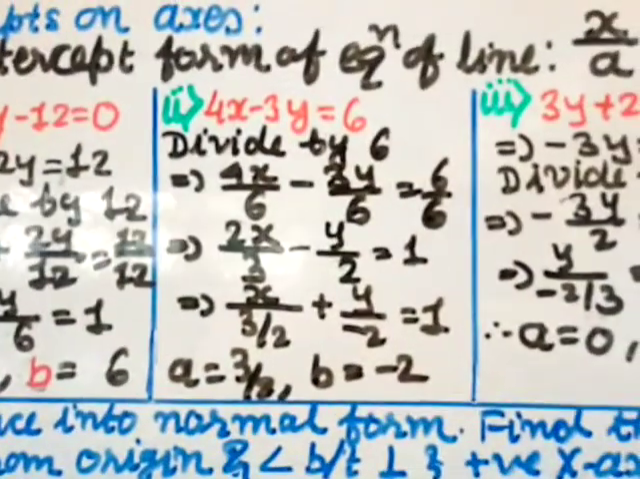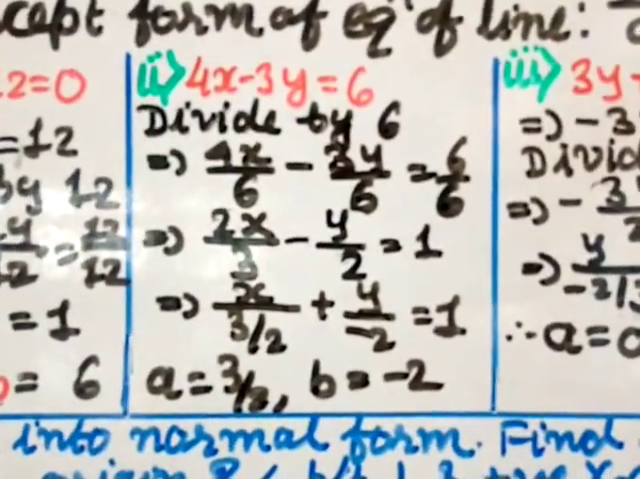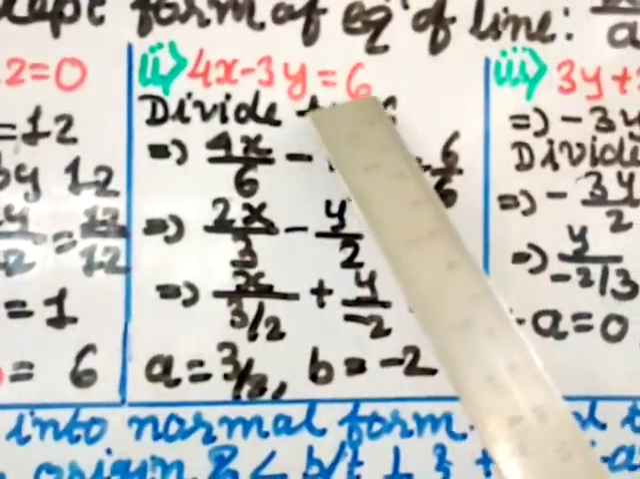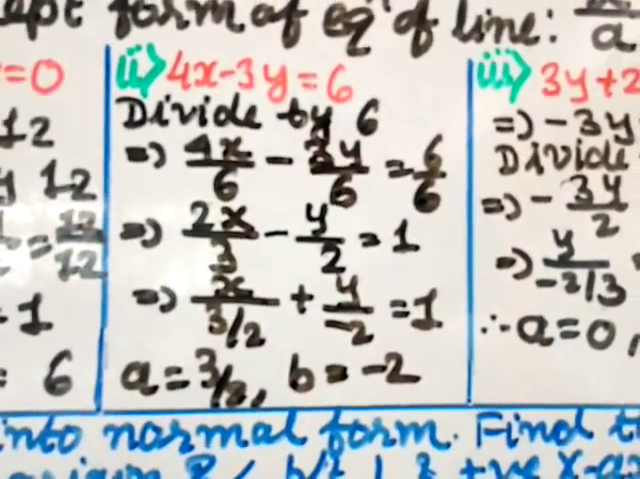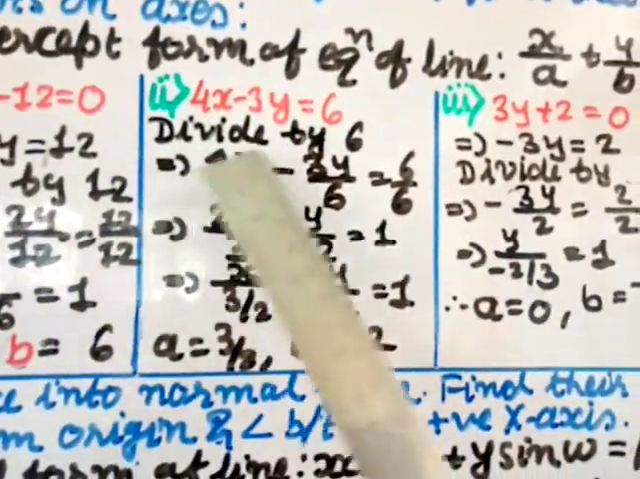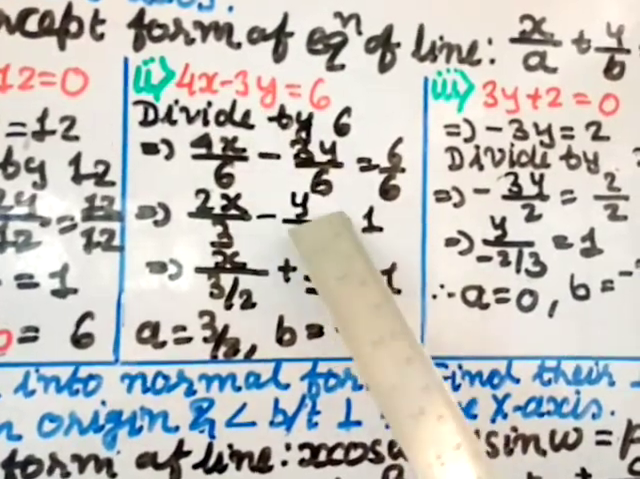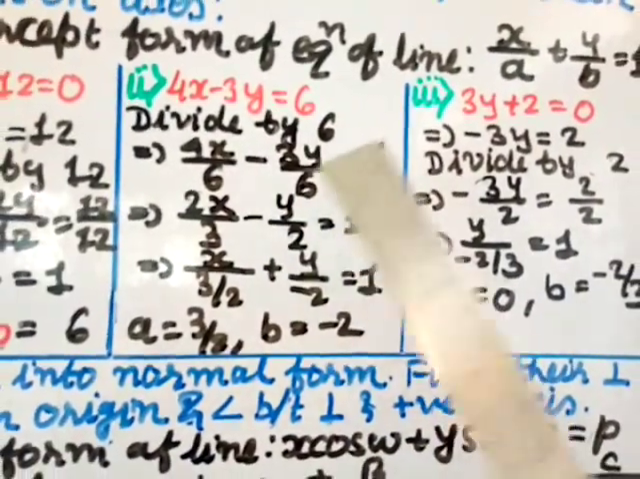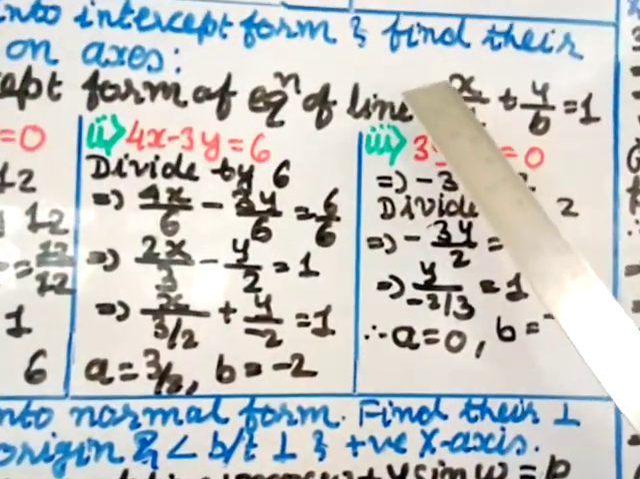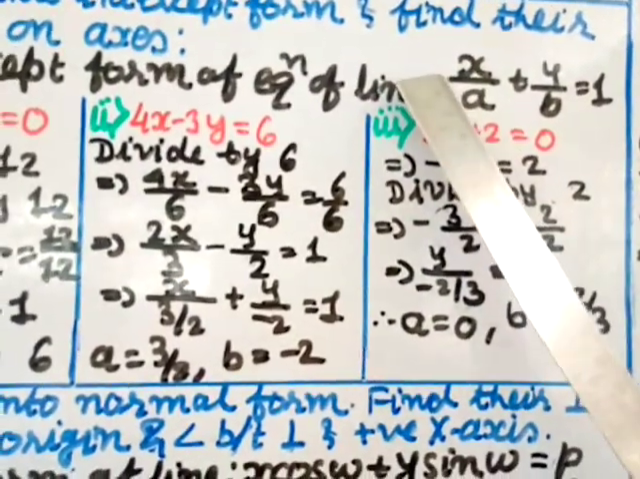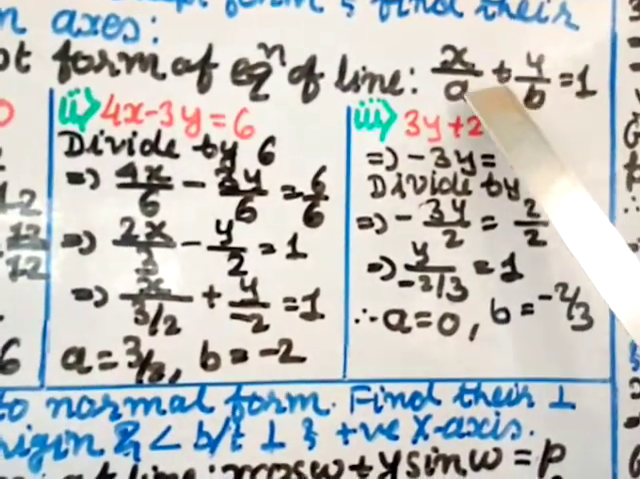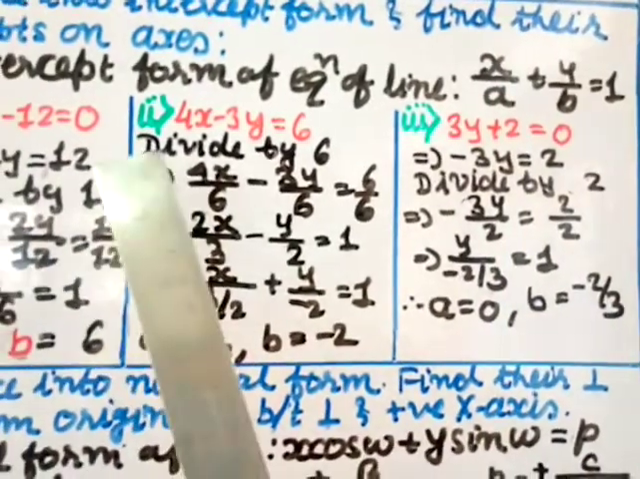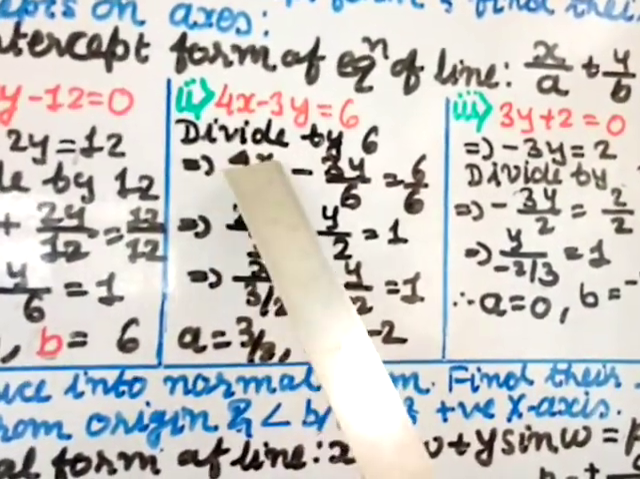Roman number 2, 4x minus 3y equal to 6. Okay, here 6 is there, I require 1. So divide each term by 6. So here 4x by 6 minus 3y by 6 equal to 6 by 6. Now you can look in this equation. Here coefficient of x is 1 and positive. Here coefficient of y is 1 and it is positive. Okay, so here also coefficient of x should be 1.